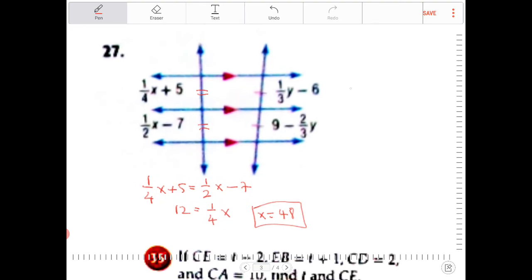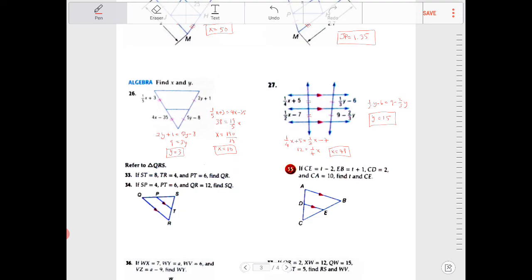I can also say on the other side, 1/3 y minus 6 is equal to 9 minus 2/3 y. Add 2/3 y to both sides, I end up with y. Add 6 to both sides, I end up with 15. y is therefore equal to 15.